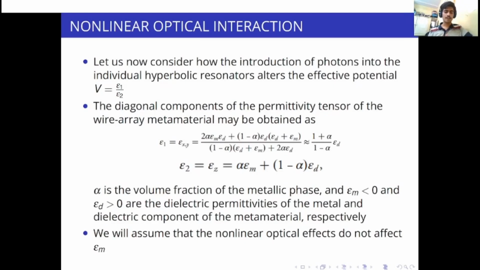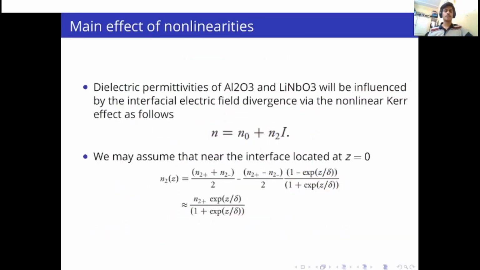Now we assume that the non-linear optical interactions do not affect epsilon m, because we assume the electric field does not penetrate inside the metallic phase. So what is the main effect of non-linearity? The dielectric components, Al2O3 and LiNbO3, will be influenced by the interfacial electric field divergence that we discussed in our previous plots, via the non-linear Kerr effect given by n equals n0 plus n2 I. So we may assume asymptotic behavior of n2 at the interface, and we can approximate it using n2(z) equal to this equation, that is n2 plus e to the power z by delta over 1 plus exponential z by delta, where delta is our transition length. Here we have taken as an assumption, which is in general true, that n2 plus is very much greater than n2 minus. So we can neglect the effect of n2 minus.